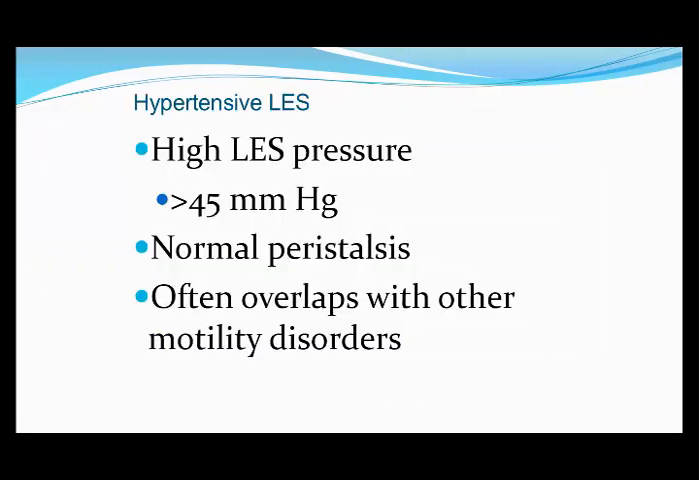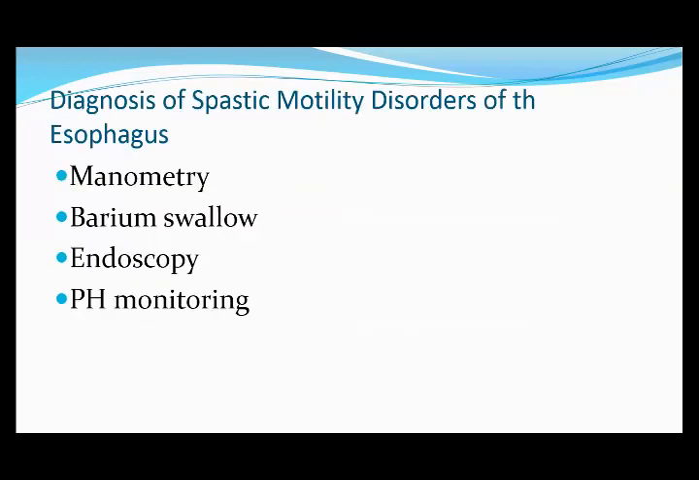The hypertensive lower esophageal sphincter means there is high lower esophageal sphincter pressure, more than 45 millimeters of mercury. Peristalsis is normal, and it often overlaps with other motility disorders. Diagnosis of spastic motility disorders of the esophagus is by manometry, barium swallow, as I showed initially, endoscopy, and pH monitoring.